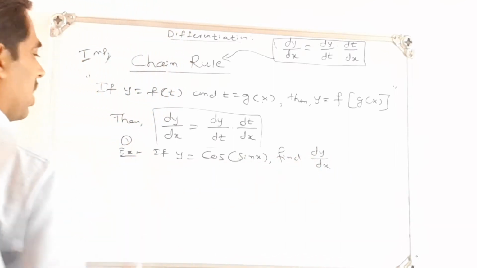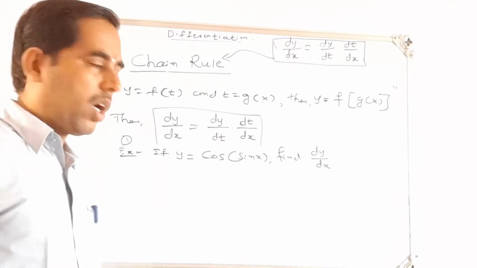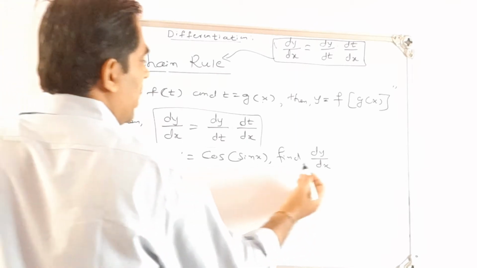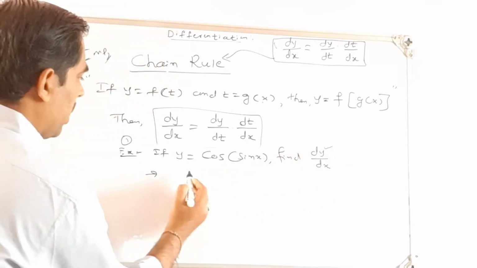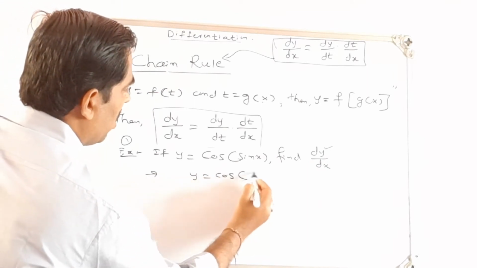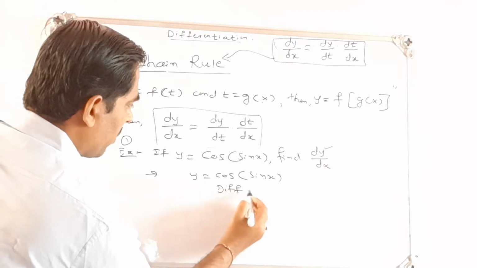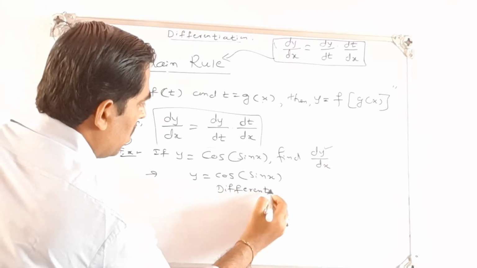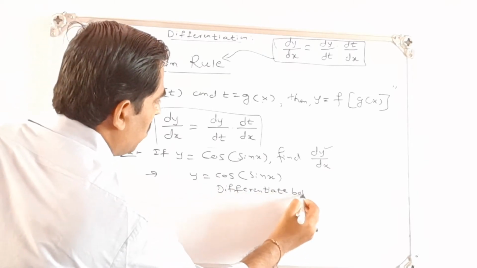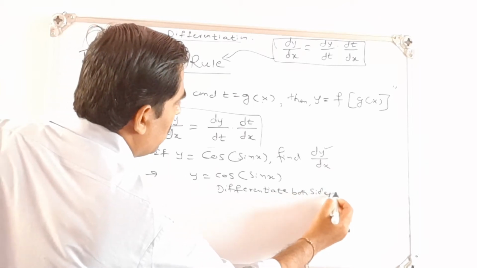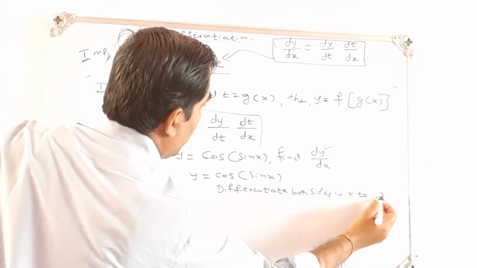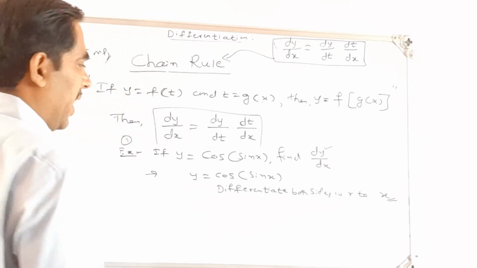This is also 1 mark. All these questions carry 1 mark. If y is equal to cos of sin x, then find dy by dx. Okay, so the given function is cos of sin x. Then you write this here. Differentiate both sides with respect to which variable? With respect to the independent variable x.